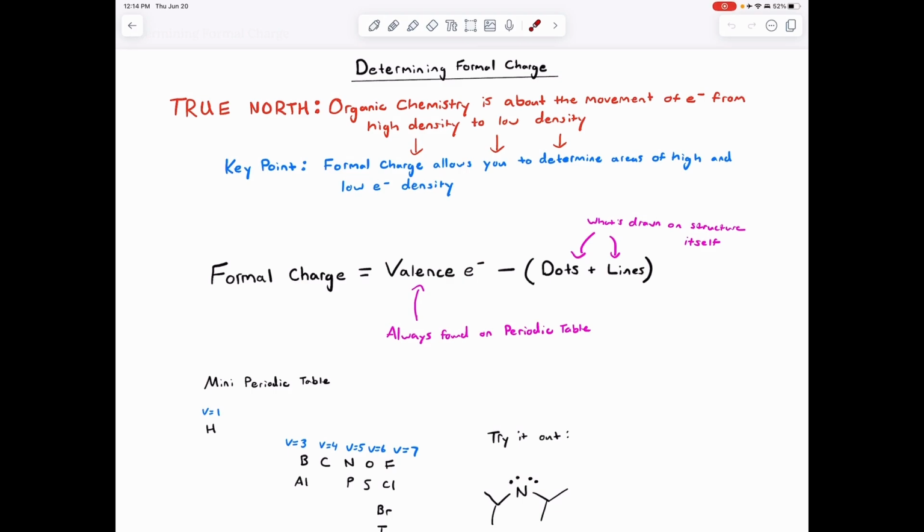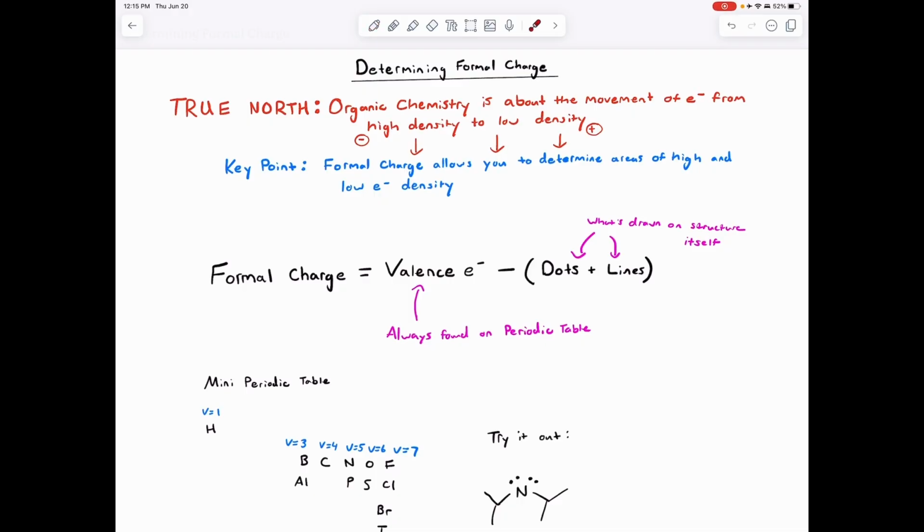And what formal charge allows you to do is determine those areas of high electron density and low electron density, because this class is about the movement of electrons from high density to low density. And so remember, high density electron centers are usually negative, or just have a lot of electrons. Low density are usually positive and have less electrons.